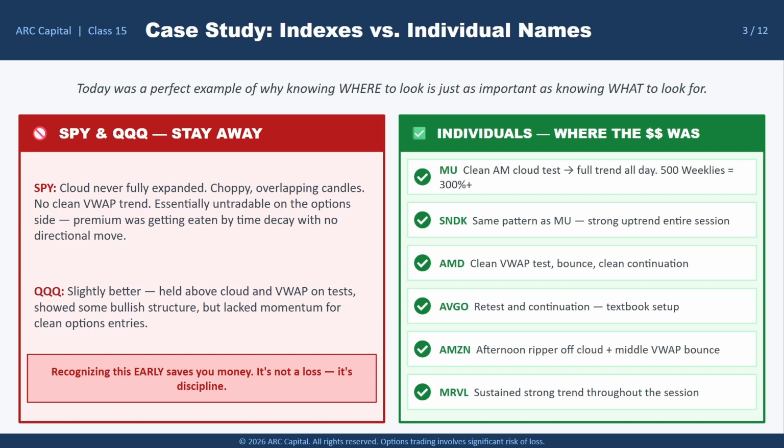The money was there. Was in MU, SNDK, AMD, AVGO, Amazon, Marvel, Google, Apple, AMD again. Just because I gotta say that 300 break was crazy. Insane. So many names. CoreWeave, another one. I could give so many examples, right? MU though, the clean morning cloud test ended up giving us a full trend day. Those 500 weeklies went 300% at the top. We ended up selling a lot for 80, 90, 100, 200%.